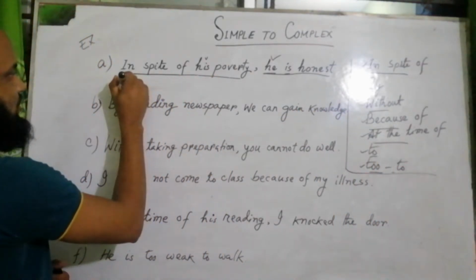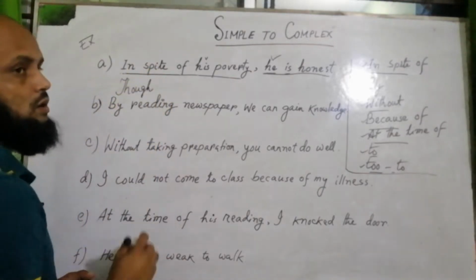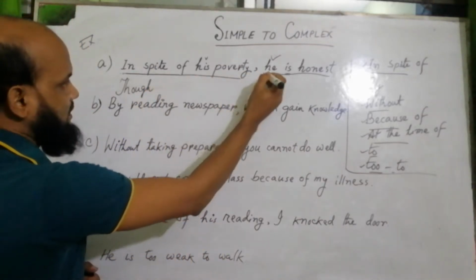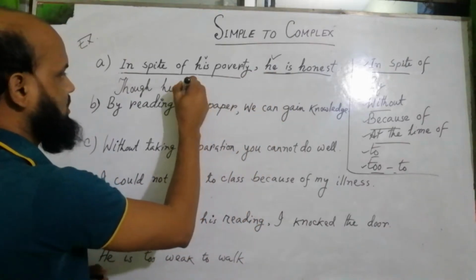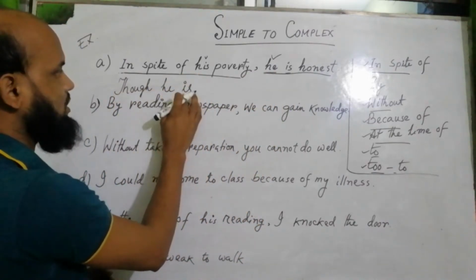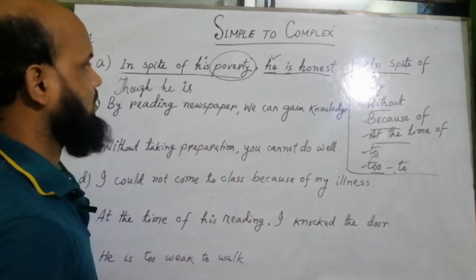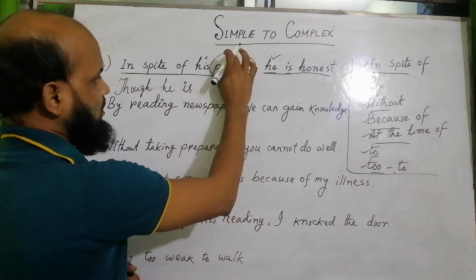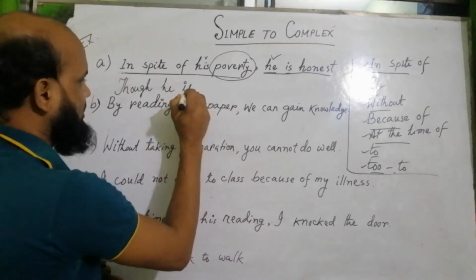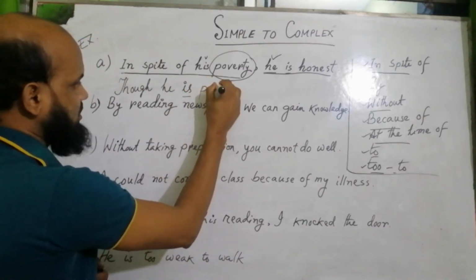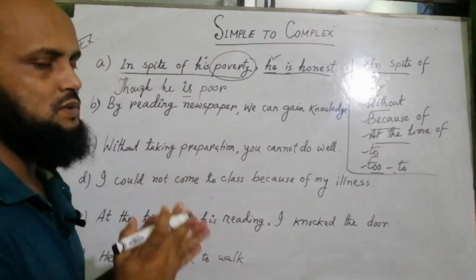For this we have to write though first. You can also write although. Though, and the subject he, and the verb is. You see, though he is. Now you have to do something different. Poverty is a noun, but you cannot write a noun here. You have to write an adjective instead. Though he is poor. Now this is a clause.